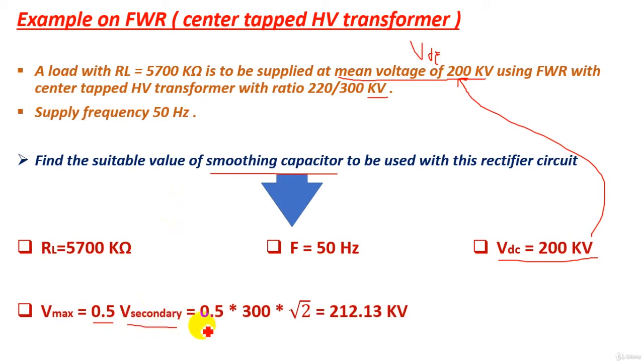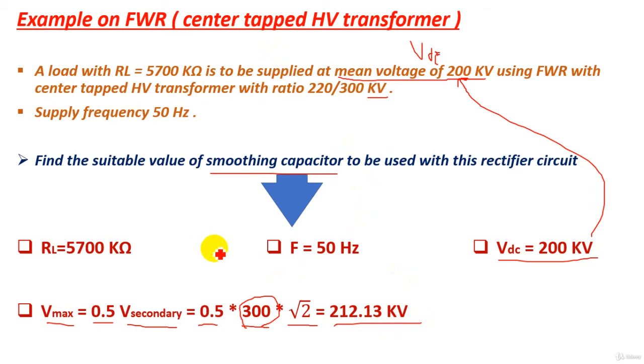So the maximum voltage will be half of 300 kilovolt, but don't forget to multiply by root 2 to obtain the maximum voltage, as this value, which is 300 kilovolt, is an RMS value, root mean square value. To obtain the maximum value, we multiply the RMS value times root 2. So finally, the maximum voltage of this circuit is 212.13 kilovolt, and this is the maximum voltage of our full wave rectifier with center tapped high voltage transformer. So these are the givens of the problem.